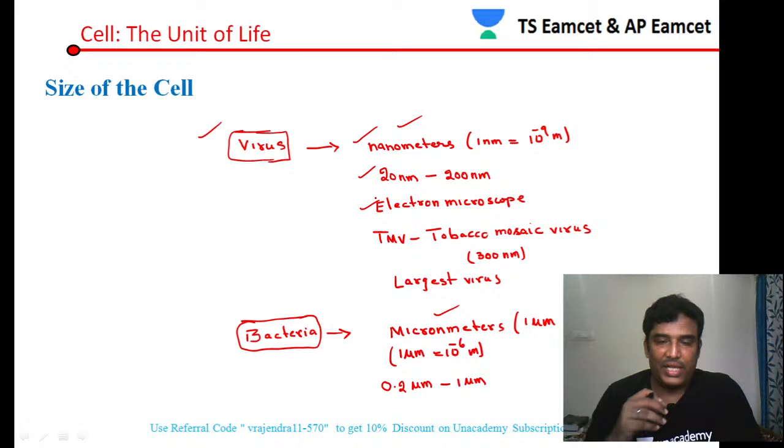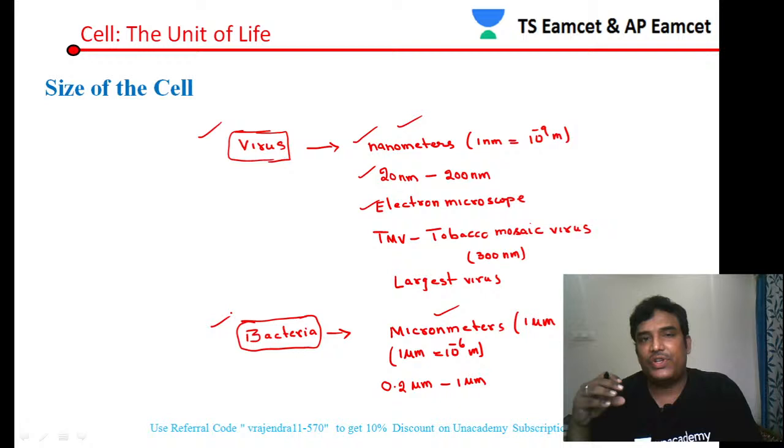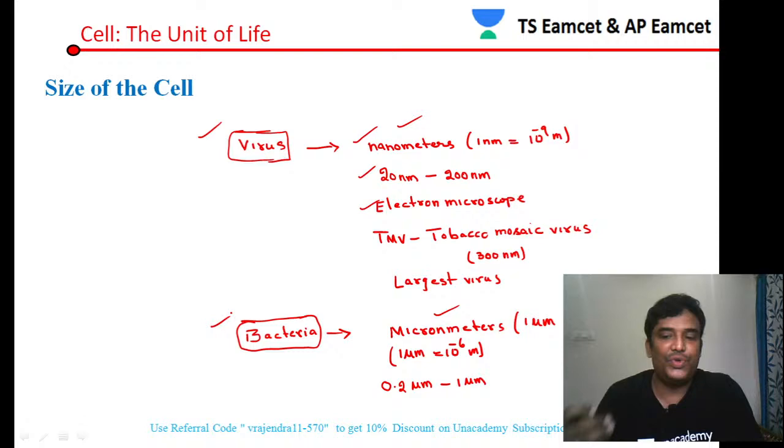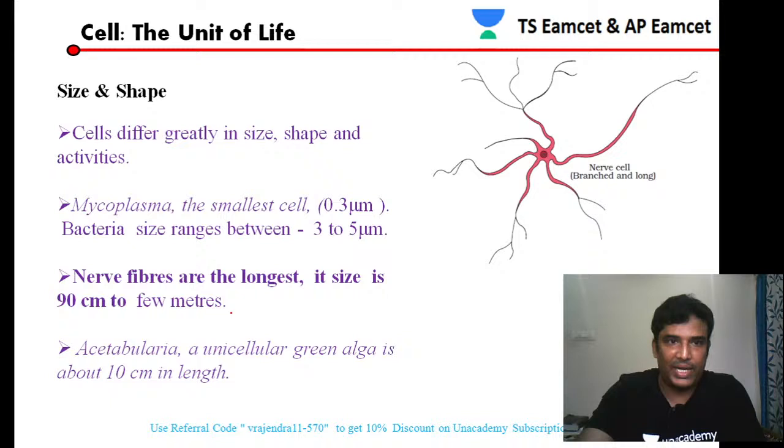Then, how much is the size of the bacteria? The size of the bacteria generally ranges between 0.2 microns to 1 micron. The unit in which bacteria size is measured, we have to clearly remember, is the micron. So like that we have to remember. Next class we will discuss in detail the size and shapes of the bacteria.